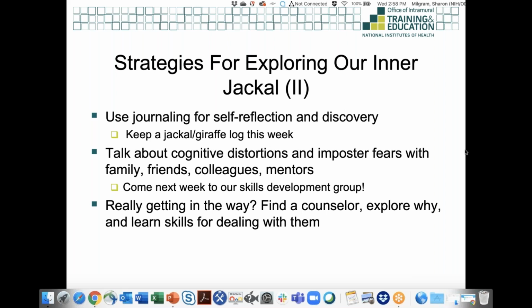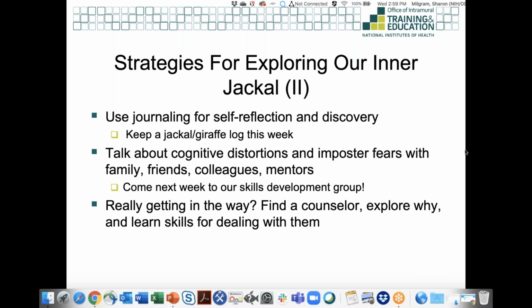And you can do one really fun thing: keep a jackal giraffe log this week. Pay attention to your inner thoughts. Pay attention to, when something doesn't quite go your way, what's the first thing you tell yourself? And just keep a log of how much do you jackal and how can you giraffe. I think it can be really, really informative.